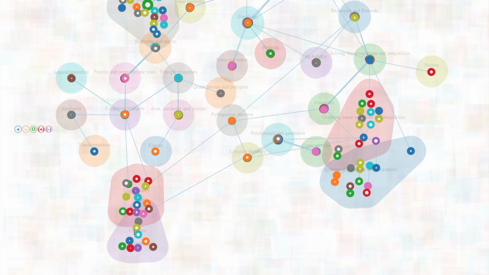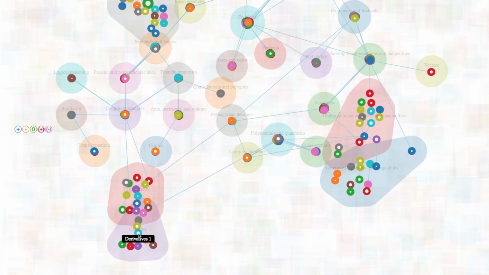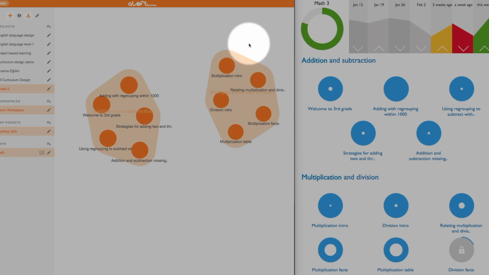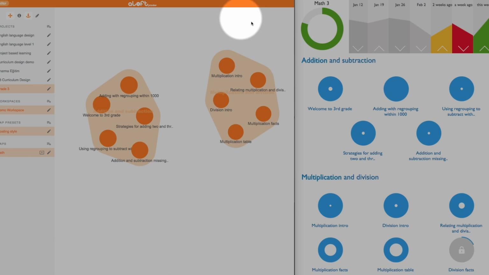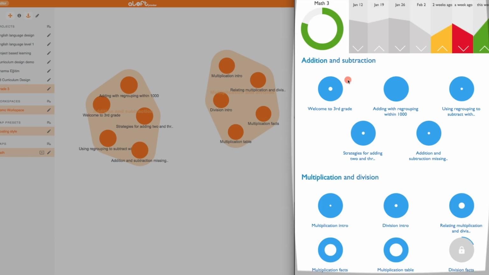Now let's have a look at how this map is created and how it interacts with the report card, or the Smart Action Card. Here you can see the Curriculum Design Studio on the left-hand side, which we use at Aloft to create curriculum maps. On the right-hand side, you can see the Smart Action Card for a student called Susan in her 3rd grade. Both views are showing the same section of Grade 3 math.